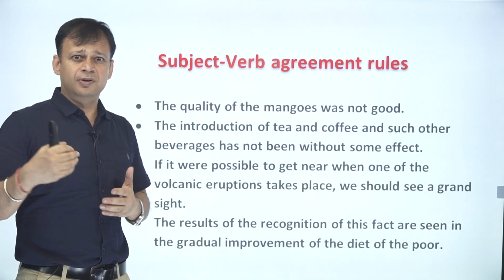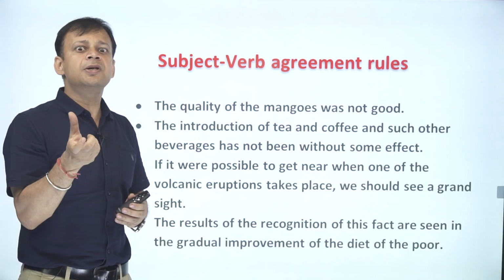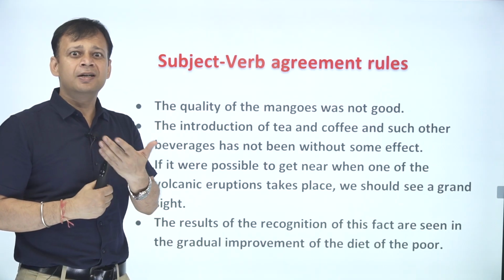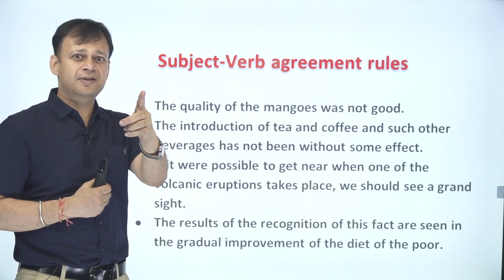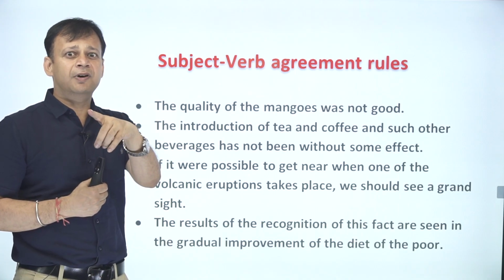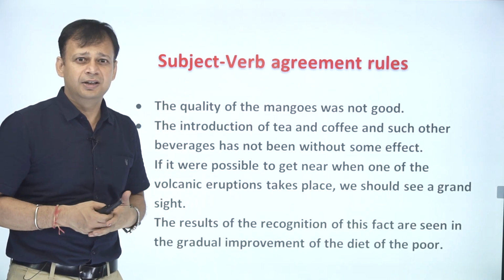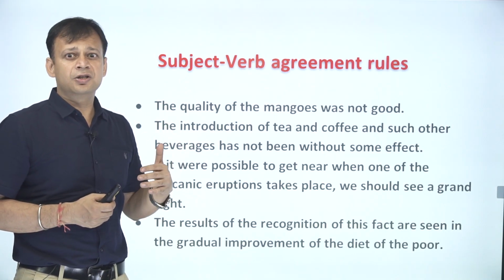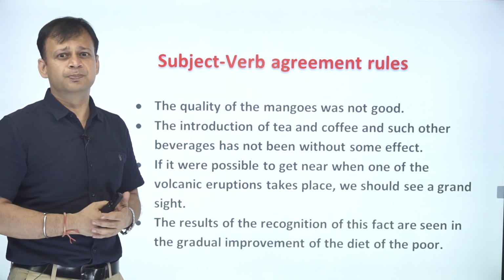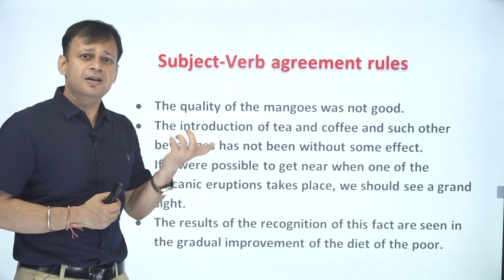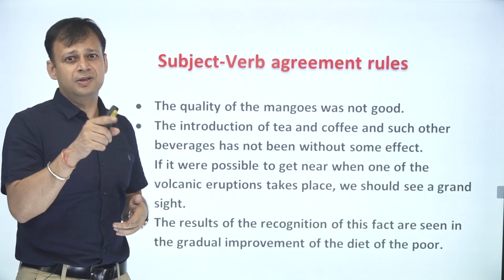If it were possible to get near when one of the volcanic eruptions takes place. So what takes place? It takes place. So it being singular over here takes V5, the singular form of the verb. We should see a grand sight. The results of the recognition of this fact are seen in the gradual improvement of the diet of the poor. So here the subject is results. Are seen, what are seen? Results are seen. So it is correct.